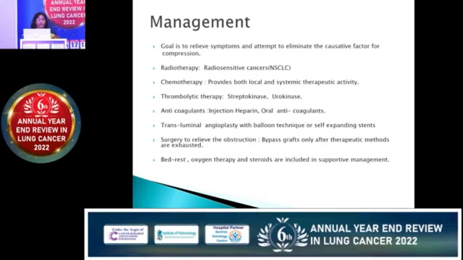Then there are patients who are having thrombosis. Those patients are treated with thrombolytic therapy, like injection streptokinase and urokinase. Then anticoagulant therapies like injection heparin are given, or oral anticoagulants like warfarin are also given. Transluminal angioplasty with balloon technique or self-expanding stents are done.